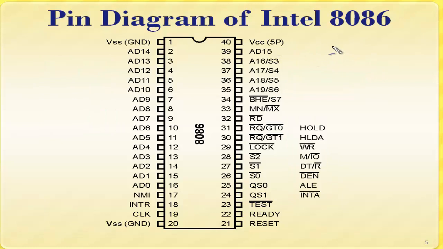So which segment register we want to work with depends upon what combination of S3, S4 we have. So what combinations of S3 and S4 do we have? Say this is S3 and this is S4. We can have the combination 0 0, we can have 0 1, we can have 1 0, and we can have 1 1, right?